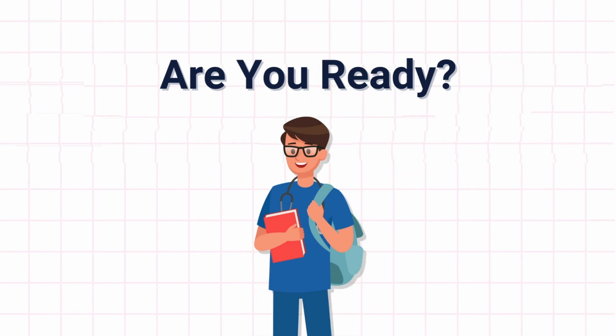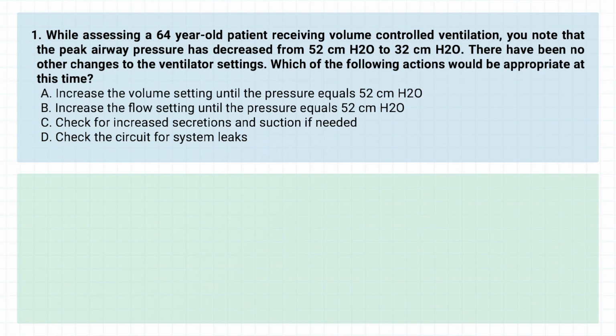Number 1. While assessing a 64-year-old patient receiving volume-controlled ventilation, you note that the peak airway pressure has decreased from 52 to 32 centimeters of water pressure. There have been no other changes to the ventilator settings. Which of the following actions would be appropriate at this time?